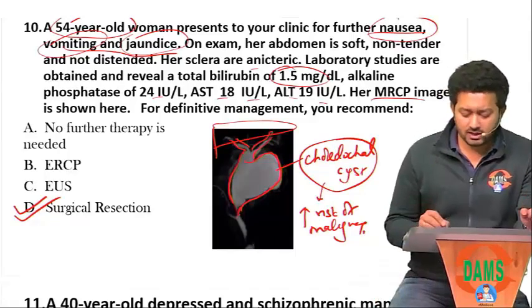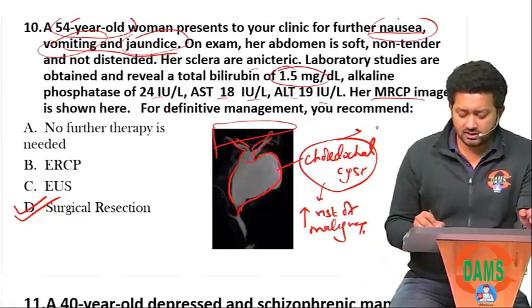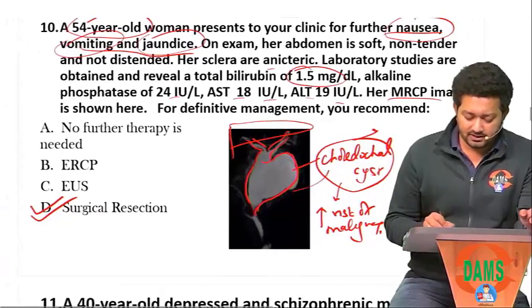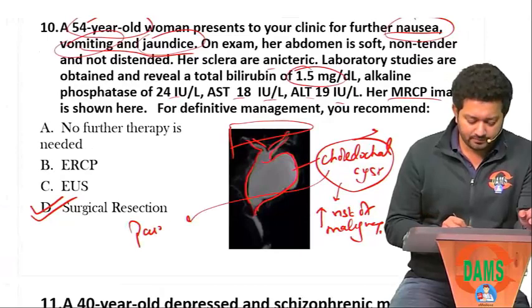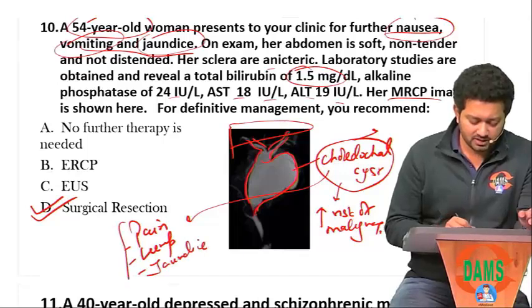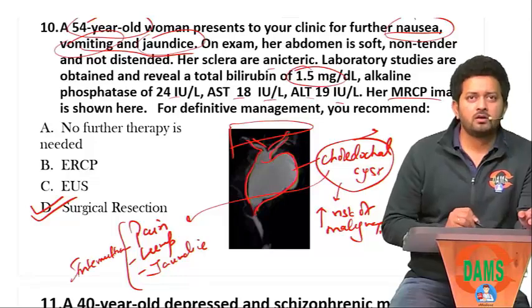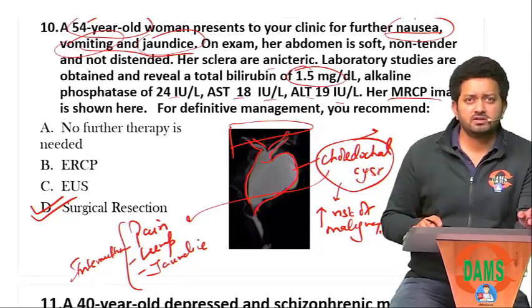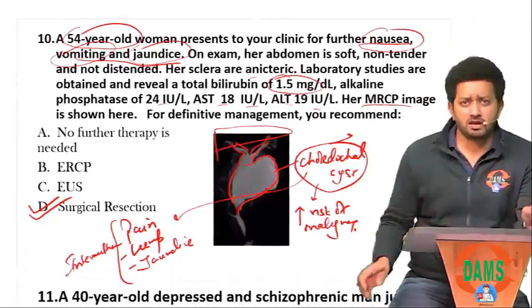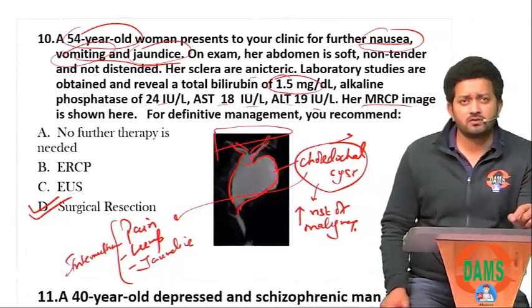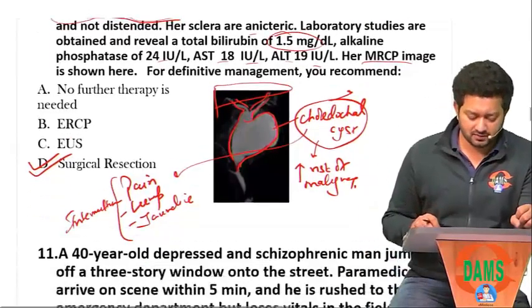The classical clinical picture you will see in these cases is pain, lump and jaundice, and all these symptoms are usually intermittent. MRCP is the investigation of choice, treatment is resection. Todani classification is the classification, very important for exam. Remember the Todani classification.